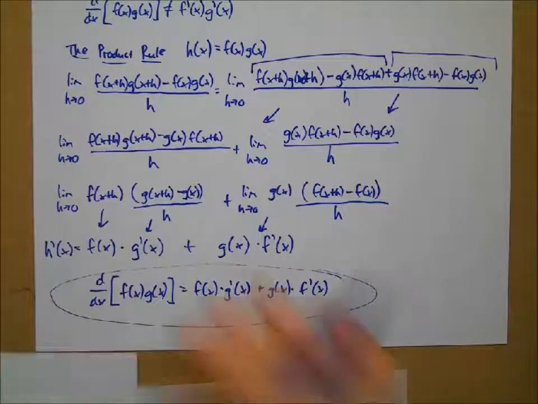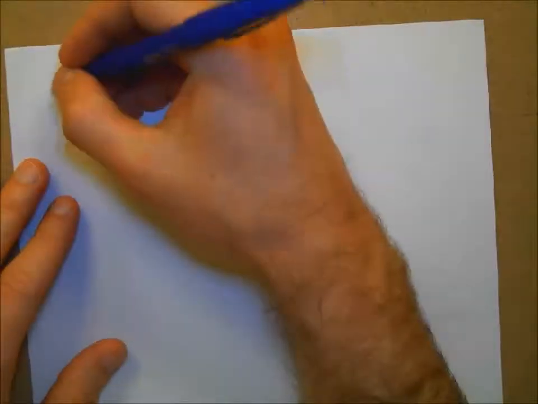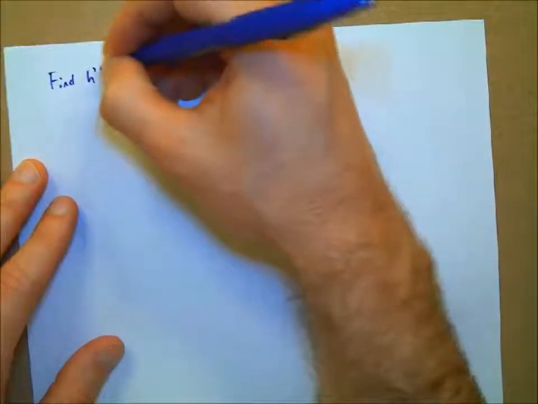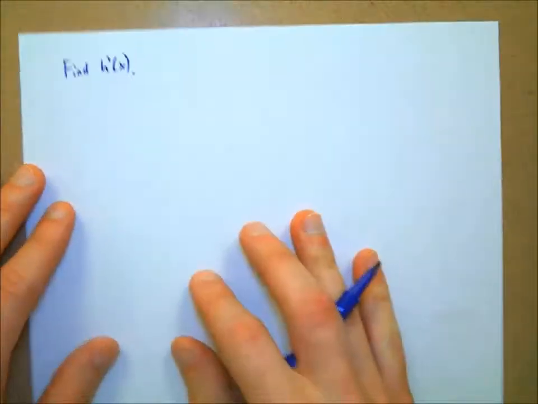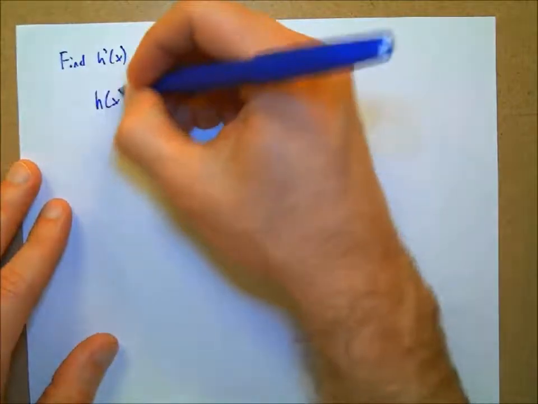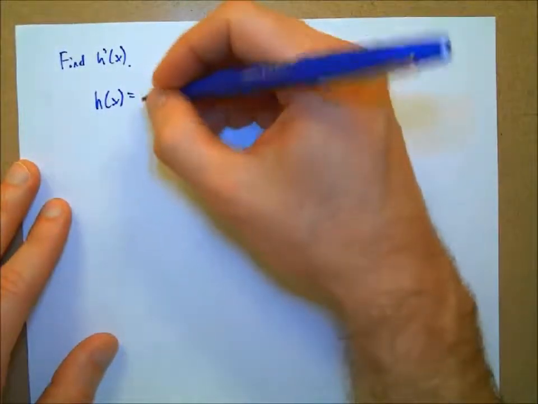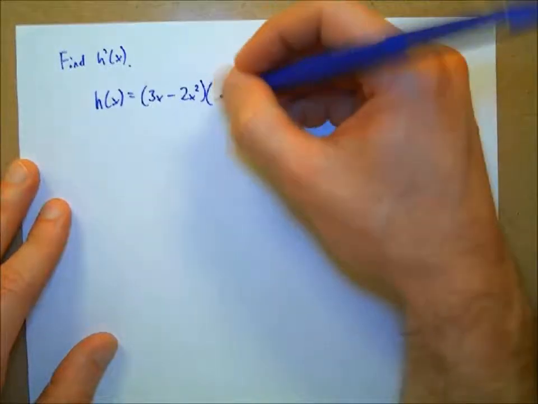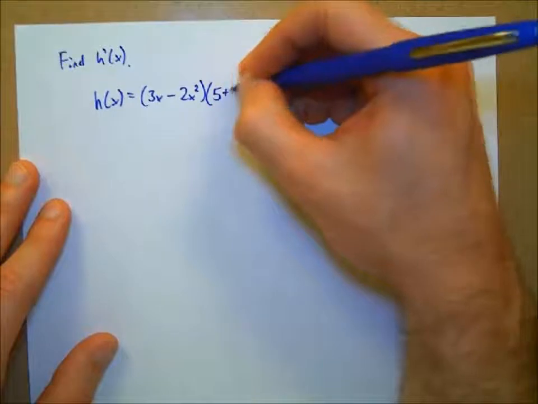Okay, but anyway. All right, so let's try an actual problem using it. So let's say, for example, let's find h prime of x. We'll just do one. h of x equals 3x minus 2x squared, and then times 5 plus 4x.